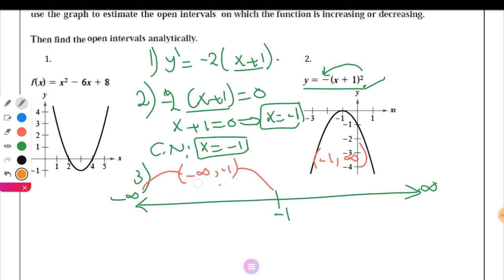The fourth step is to choose a test value in each interval. I'll choose -2 here, and 0 here. Then replace in the derivative. At -2, the derivative is 2, greater than 0. The derivative is a positive number, so the function is increasing. At 0, the derivative is -2, less than 0, negative, so the function is decreasing. I use the test value to know the sign of the derivative.